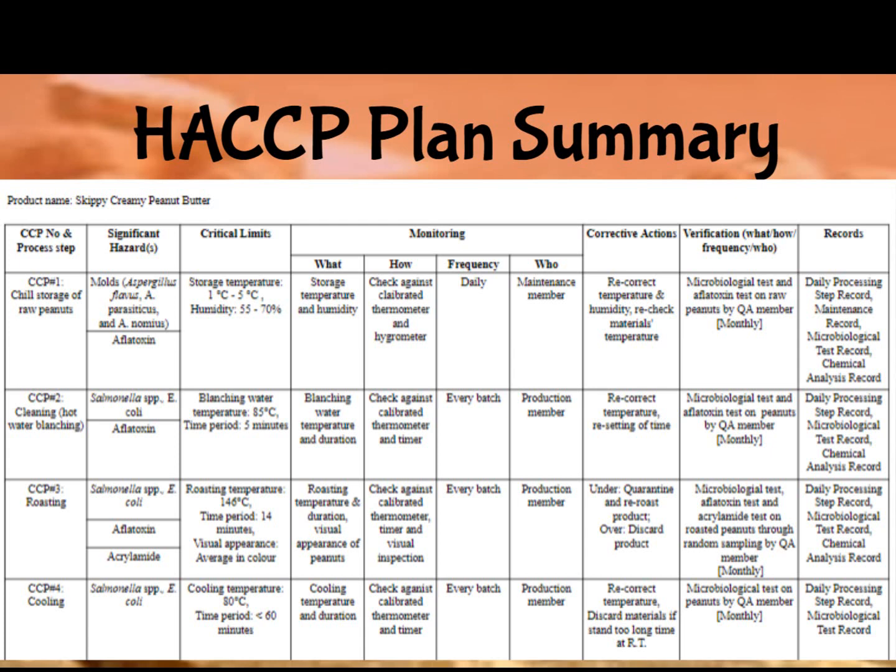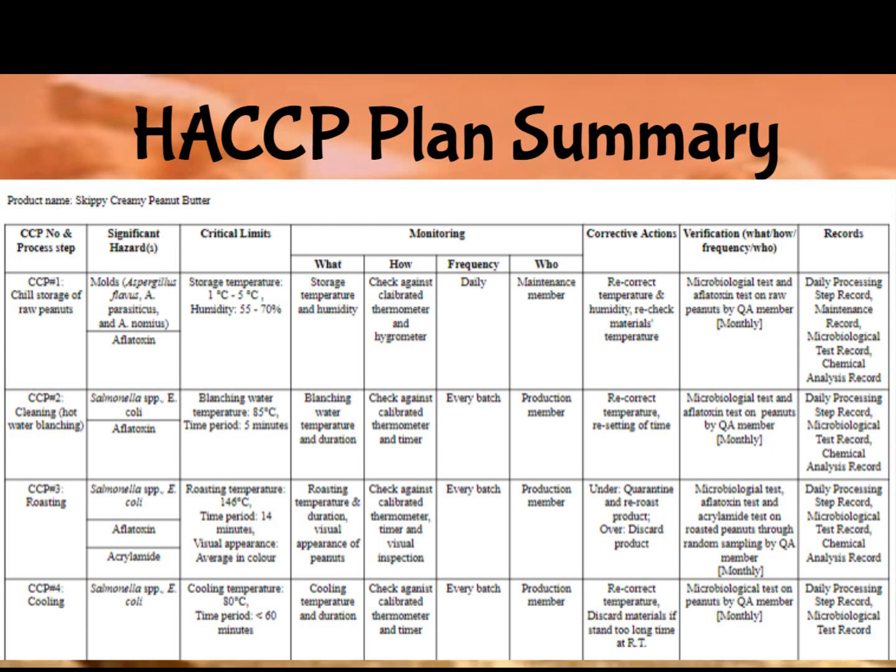The second CCP is cleaning, which is hot water blanching. The production member needs to check against the thermometer and timer at every batch. The hazards identified in this step are salmonella and aflatoxin. The third CCP is roasting. The identified hazards here are salmonella, aflatoxin, and acrylamide. The production member needs to check against the thermometer, timer, and also the visual appearance of the peanut at every batch.